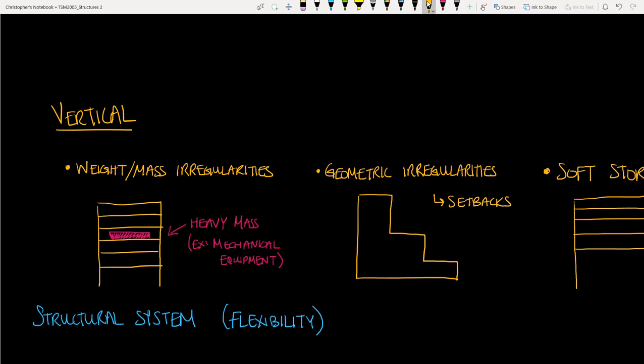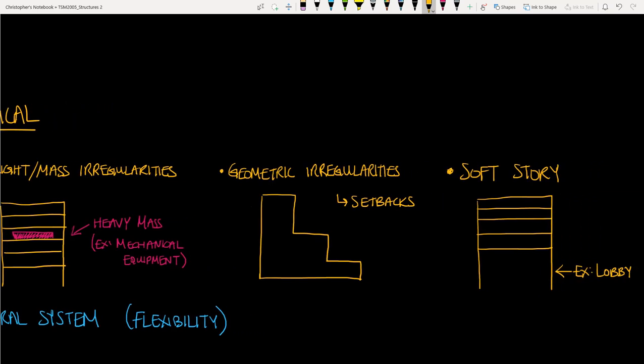So having drastically different amounts of mass from one floor to the next is a seismic irregularity. This large amount of mass could be a mechanical floor or an indoor pool, etc. Next we have geometric irregularities, or setbacks, and we talked about that earlier.